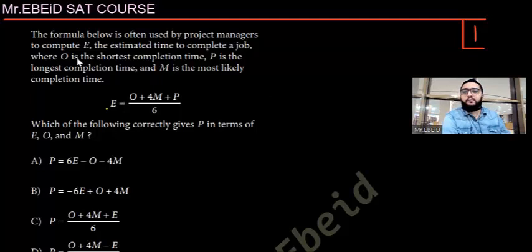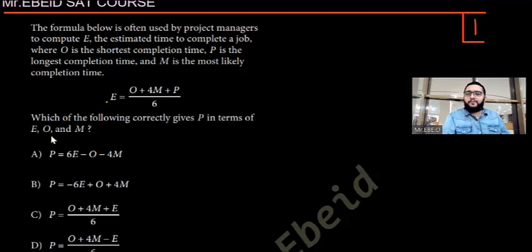The formula below is often used by project managers to estimate the time to complete a job, where O is the shortest completion time, P is the longest completion time, and M is the most likely completion time. We have E equals (O plus 4M plus P) over 6. Which of the following correctly gives P in terms of E, O, and M? This question is in a topic called mixed subject, so you have to isolate P. How can you isolate P?